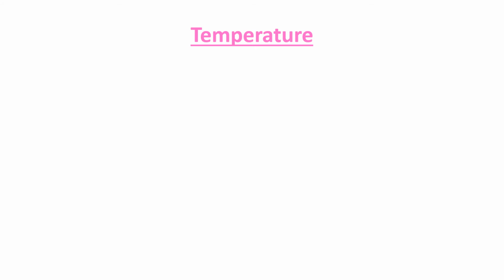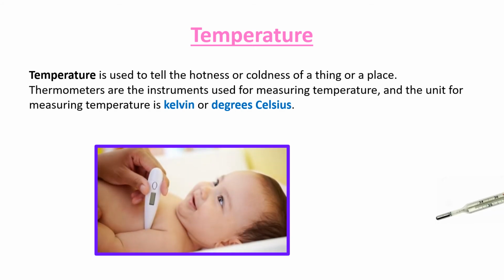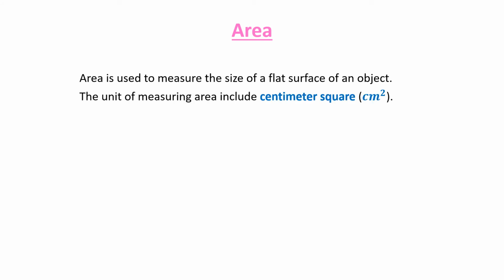Temperature. Temperature is used to tell the hotness or coldness of a thing or a place. Thermometers are the instruments used for measuring temperature, and the unit for measuring temperature is Kelvin or degrees Celsius. Area is used to measure the size of a flat surface of an object. The unit of measuring area includes centimeter square.